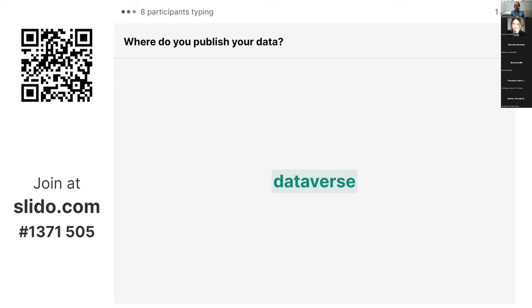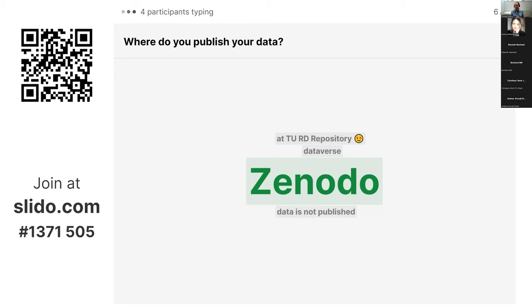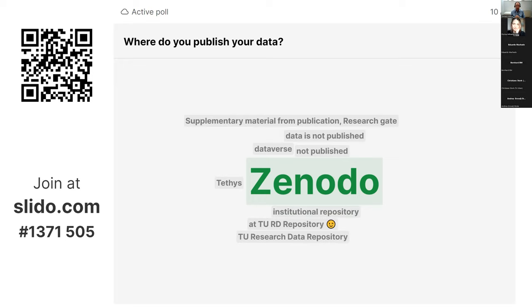Okay, so Zenodo, Dataverse, Research Data Repository. So I see some marketing from the people at the tool. Data is not published. Okay, yeah, that's also happening. Supplementary material for publication, ResearchGate, Tetis, institutional repository. Yeah, number one being Zenodo.